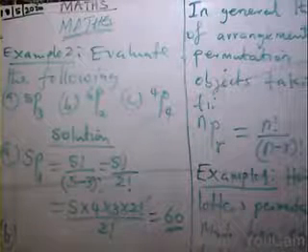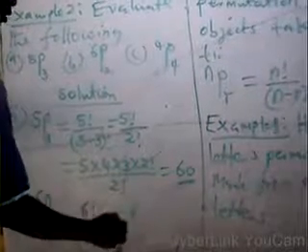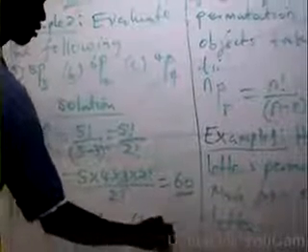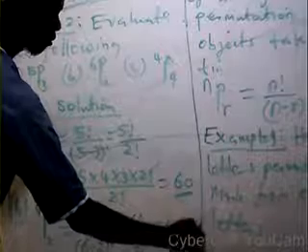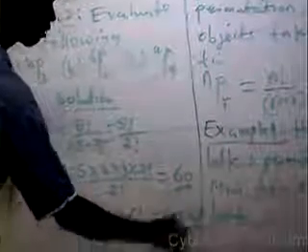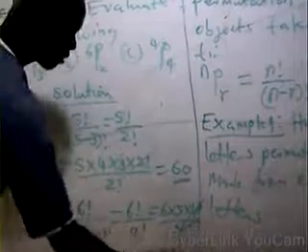So B, which is 6 permutation 2, which is equal to 6 factorial all over 6 minus 2 factorial. And of course, we are going to have 6 factorial all over 4 factorial, which is equal to 6 times 5 times 4 factorial all over 4 factorial. So 4 factorial and 4 factorial will cancel. 5 times 6 is 30. So our answer is 30. I hope this is very clear. So that is what we have.